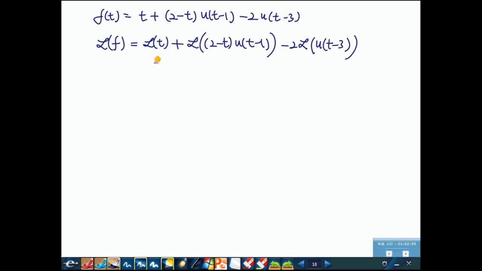Okay? So the number 1, this one, is 1 over s squared, right? This is 1 over s squared. If you go to the table, this is the definition, right? U of t minus 3, so that's e to the minus 3s over s. Okay? And this one is trouble. Okay? We need to get the Laplace transform of that by doing this.